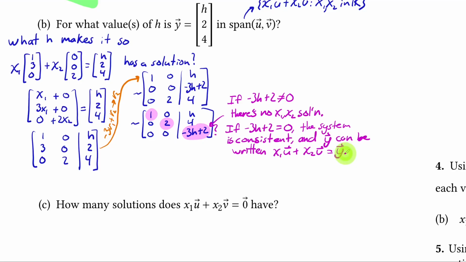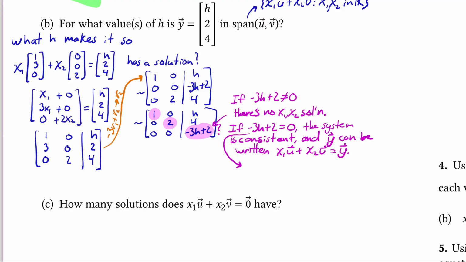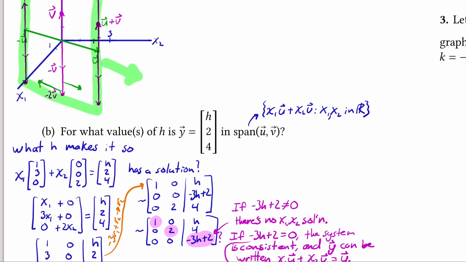So what does h need to be? Well, just a quick solving of this equation: h would have to be 2/3. And that answers the question. Cool. So you can see how pivot positions of augmented matrices are really closely related to questions about connecting arrows together in R3, this kind of stuff.